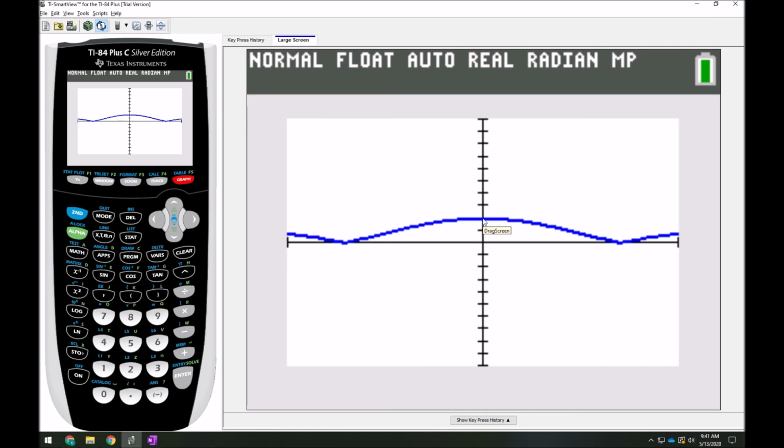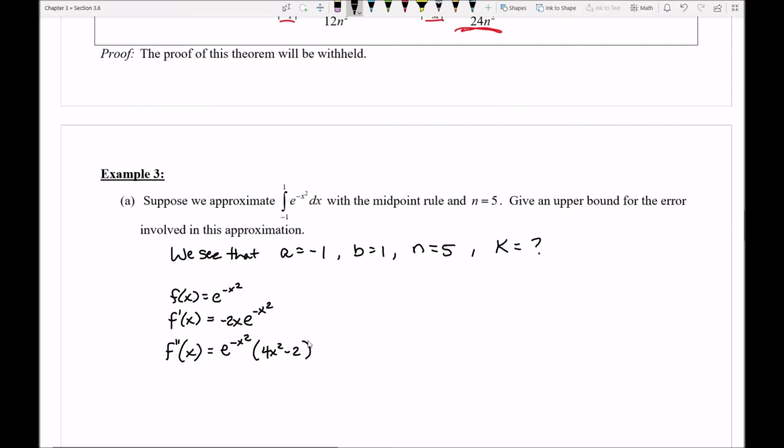So I'm going to go ahead here, and switching back to my notes, we see that the absolute value of f double prime of x is always going to be less than or equal to 2, and that means that I have found a possible value of k.